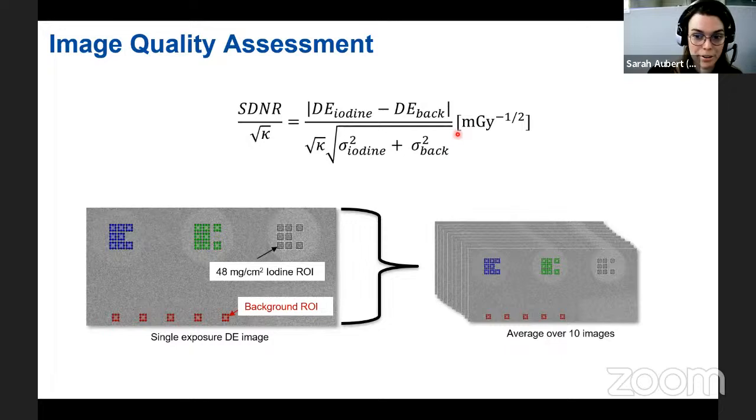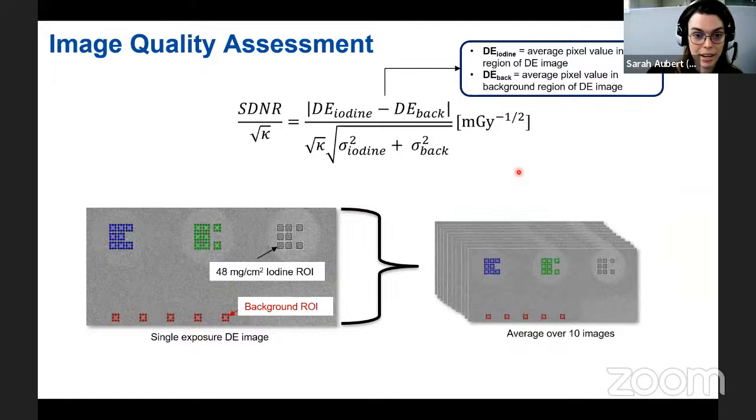For each of the dual energy images that was then generated, we determined the signal difference to noise ratio per root air kerma, shown by the equation here, where DE iodine and DE background represent the average pixel value in the iodine and background regions. We can see those regions in the image on the bottom here, where the ROIs show this is our region of iodine, and this is our region of background, which just contains water.